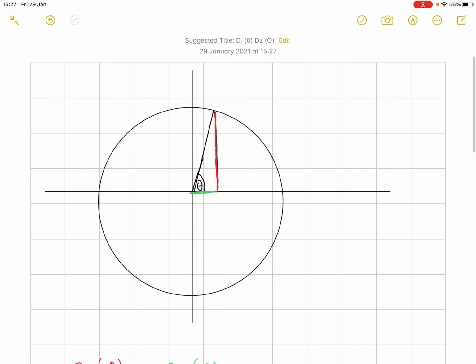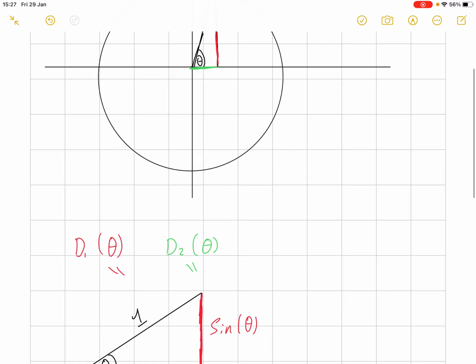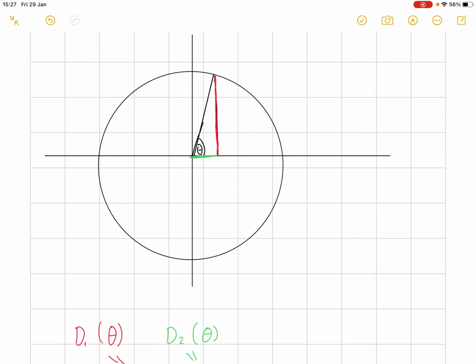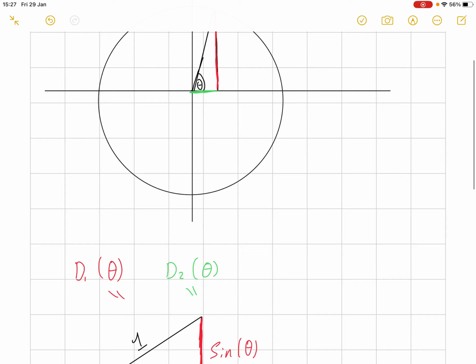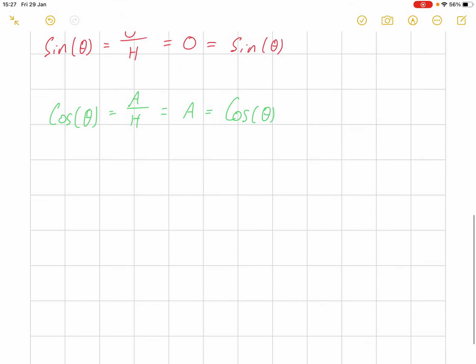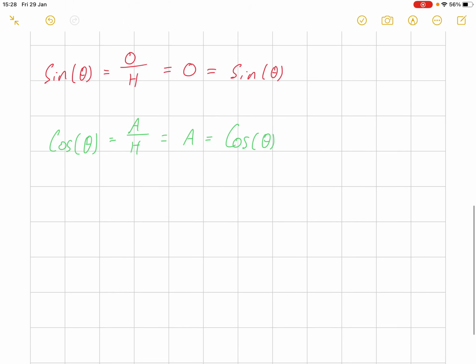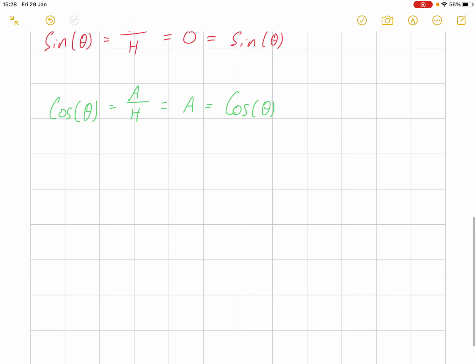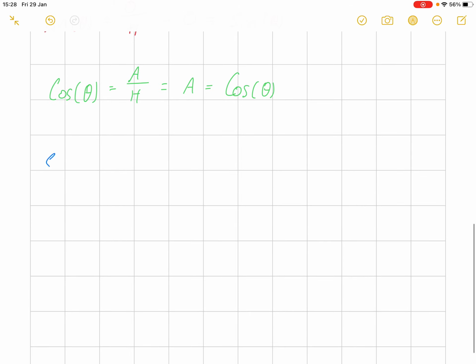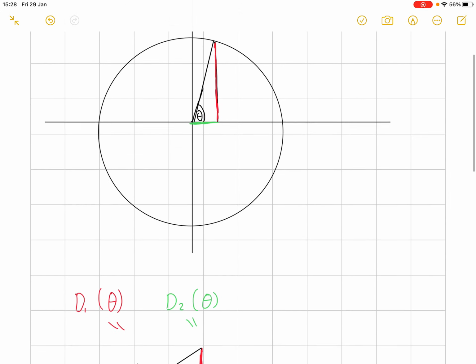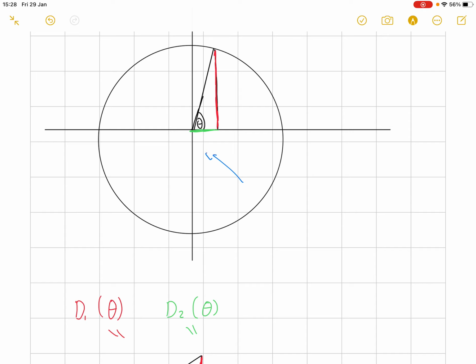Now, you might be wondering, what if our circle doesn't have a radius of 1? Well, that's okay, because it still doesn't matter. I'm going to do this in blue. Let's choose sine of theta, for example. We know that sine of theta is equal to opposite over hypotenuse. But what happens if we scale? We're being asked to maybe scale this triangle, make it smaller, make it bigger.